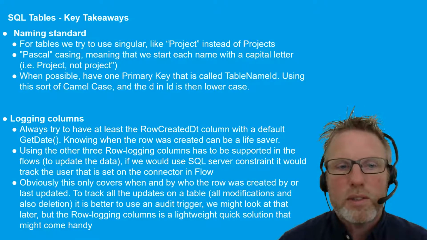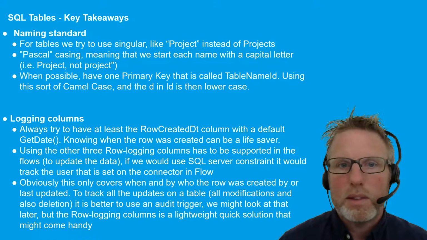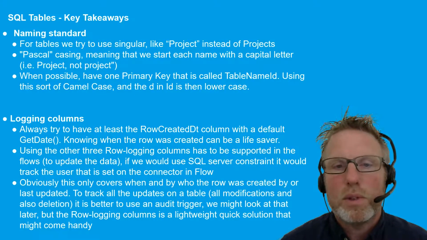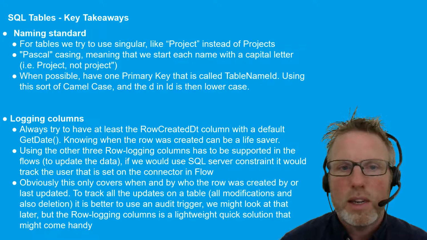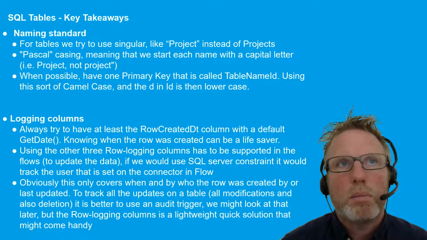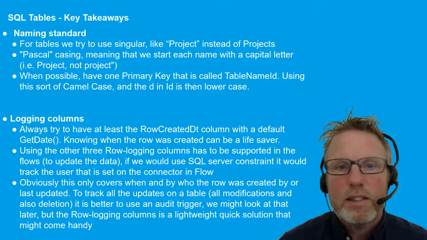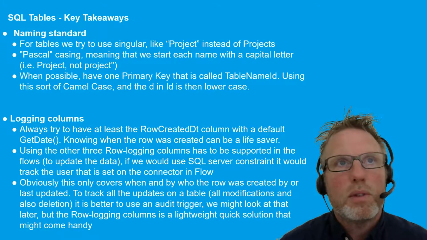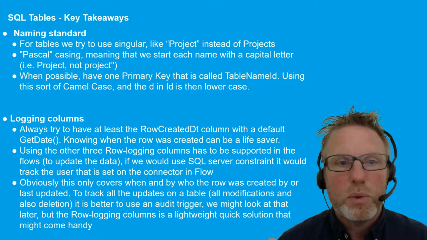Logging columns. Try to at least have the row created datetime where we set the constraint to getdate so that we will know at all times when each row is created. And then in addition to that, the other row logging columns: row updated by, row created by, and row updated datetime. That is not going to cover all the scenarios, obviously. I mean, you're only going to see who has updated the table most recently.